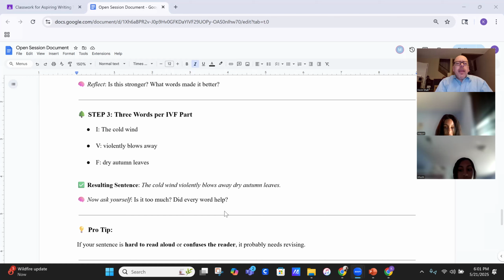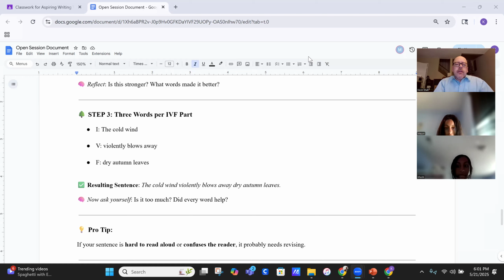The frigid wind vigorously blows away arid autumn leaves. Oh yeah, I like that. Kind of like when you're writing poetry, you really need to have five different synonyms for different words, because sometimes you need more than one syllable. Sometimes you need alliteration, correct? However, when we're writing informational writing, we need to be as concise as possible while at the same time not sacrificing how specific we're trying to be.